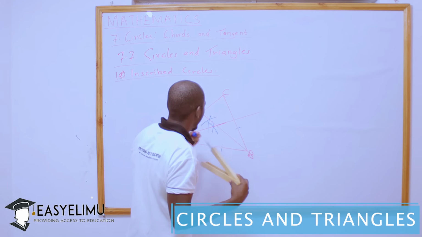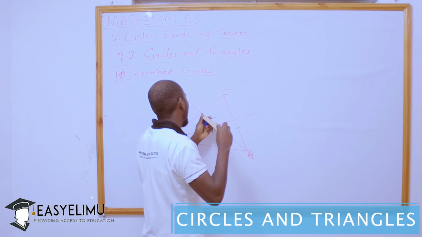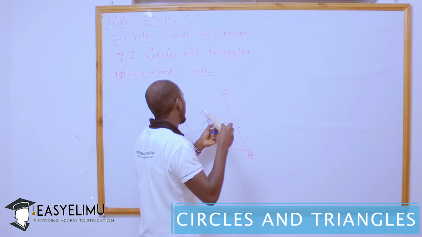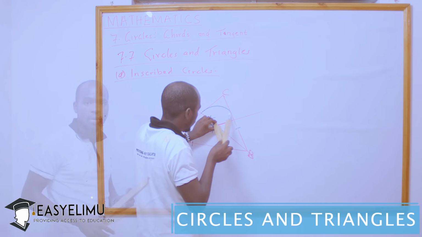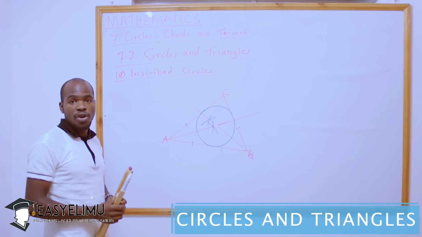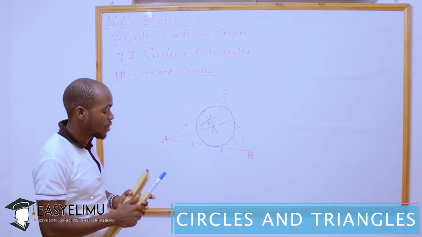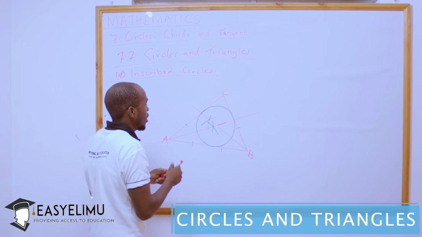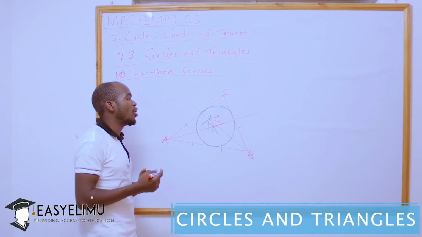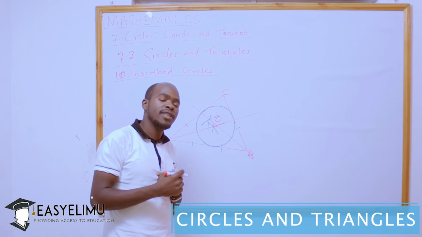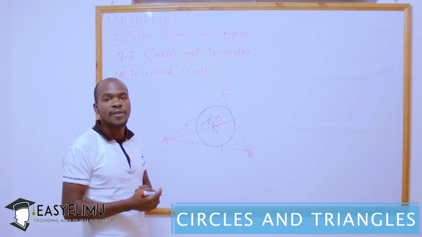In that case, we are going to construct a circle which will touch the sides of that triangle. I used a small scale, so I believe that with the scale measurement, you understand how small it is. So we have this one as circle O, center O, and the circle which I have drawn touching the sides AC, CB, and BA is what I'm referring to as the inscribed circle.